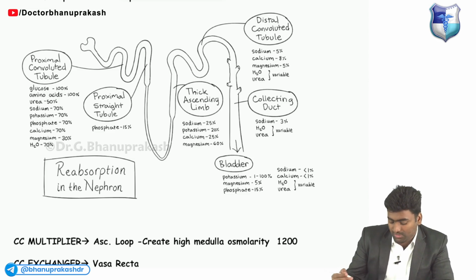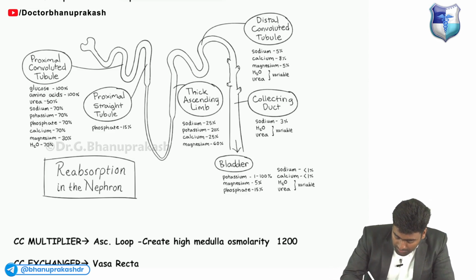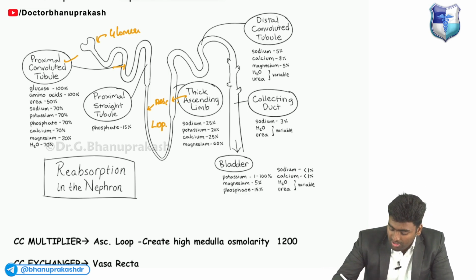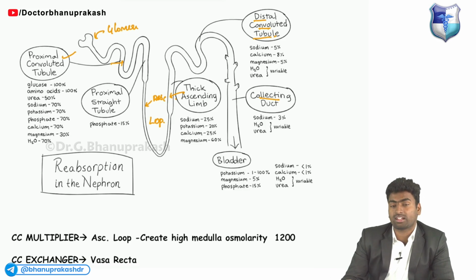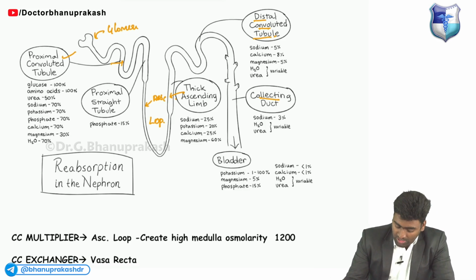And there are different parts of the nephron. The parts of the nephron include the first part, the glomerulus, then the PCT, followed by the loop of Henle. There will be two limbs, the descending limb and the ascending limb, followed by the distal convoluted tubule, and followed by this there is the collecting duct. This is the sequence: PCT, loop of Henle, DCT, and collecting duct.